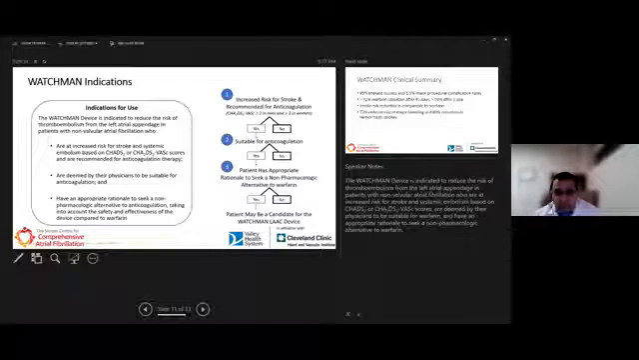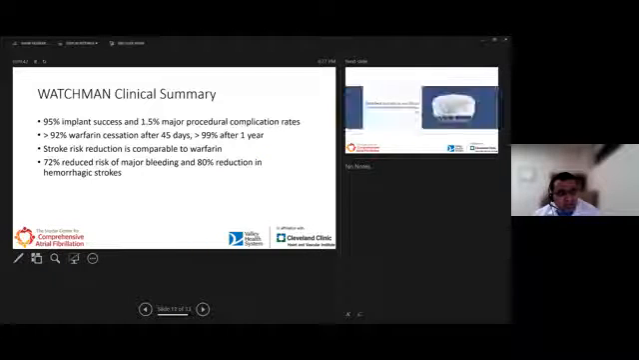And with this new therapy, we've seen implant success rates of over 95%, very low complication rates of 1.5% or less. Over 92% of patients can stop warfarin after 45 days, and greater than 99% after 1 year. Stroke risk reduction is comparable to taking warfarin, and you have a significant reduction in major bleeding and hemorrhagic strokes, over 70% for both of those.